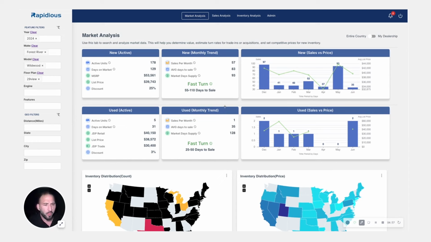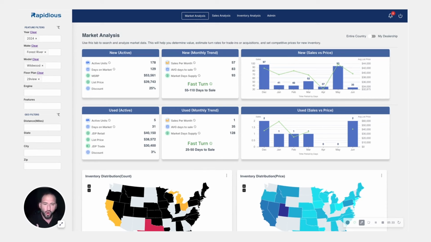Another very important metric here, like I mentioned a moment ago, is our sales velocity buckets or our labels. We can see with historical data that a 2024 brand new 29 View sells on average of 83 days over the last 6-month period. So because they sell for 83 days, that is considered a fast turn. If it was less than 55 days, that'd be considered a rapid turn. And that matters because when you're acquiring a brand new 24 Wildwood 29 View, what should you price it at?